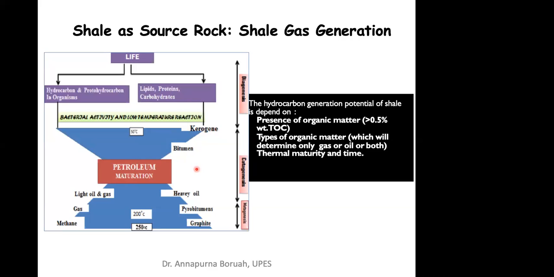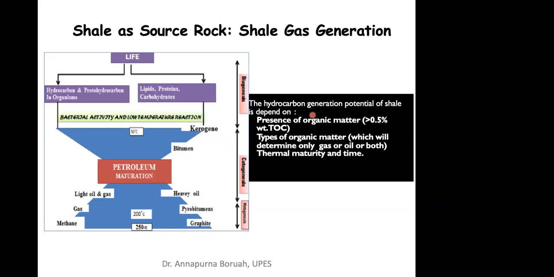So what type of hydrocarbon will it produce? It will produce oil or gas or both. That will depend on the organic matter quality. Where is it from, what is the source of the organic matter? What are the components of the organic matter? For example, if it is coming from algae, then it will produce oil. If it is coming from wood, terrestrial plants, then it will produce gas. So based on their source, these organic matters are divided into different types. Kerogens are divided into different types.